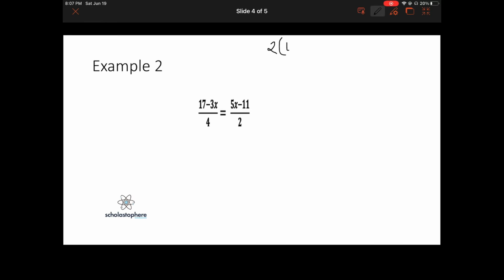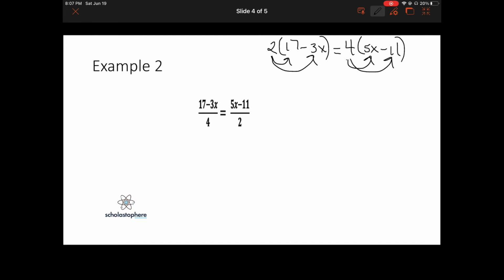You're going to need to multiply 2 times 17 minus 3x and 4 times 5x minus 11. So what it should look like is 2 parentheses 17 minus 3x, close the parentheses, is equal to 4 parentheses 5x minus 11, close the parentheses. So you're going to go ahead and distribute. 2 times 17 gives us 34. 2 times negative 3x gives us negative 6x.